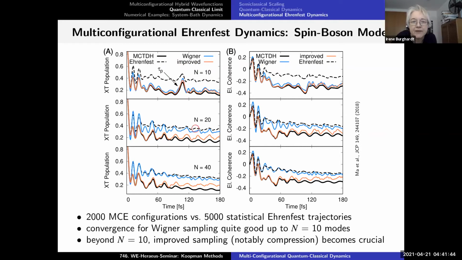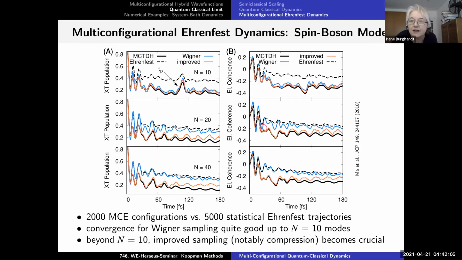You also see that with a larger number of degrees of freedom, one of the approximations, the one with the Wigner sampling, actually gets worse and approaches Ehrenfest. The reason is that we lose the overlap between the Gaussians, and that depends on the sampling. Now, the key is that we get the coherence right.